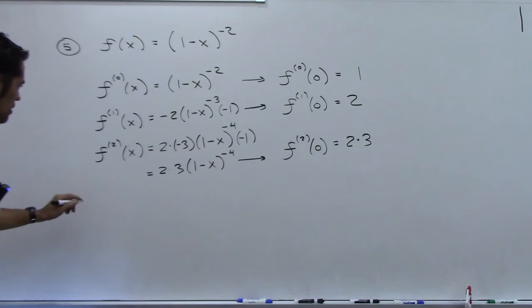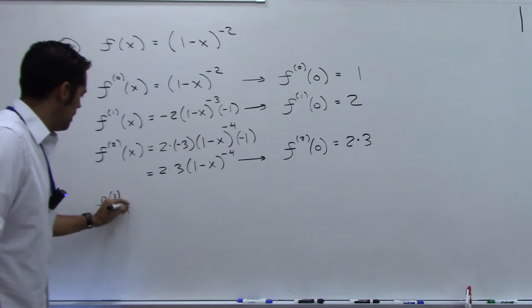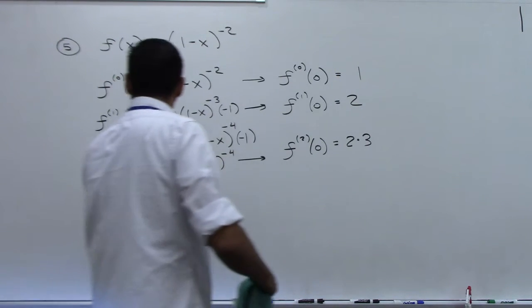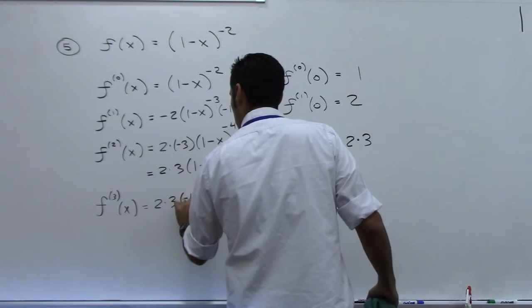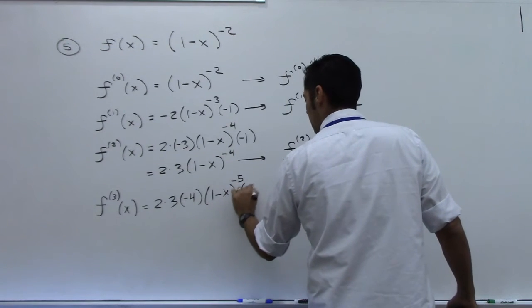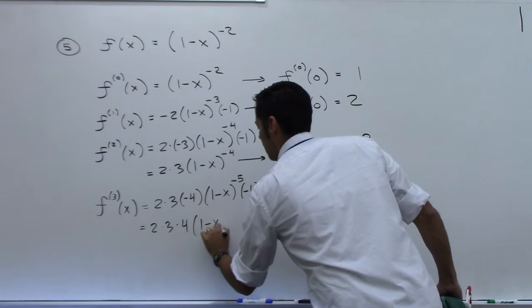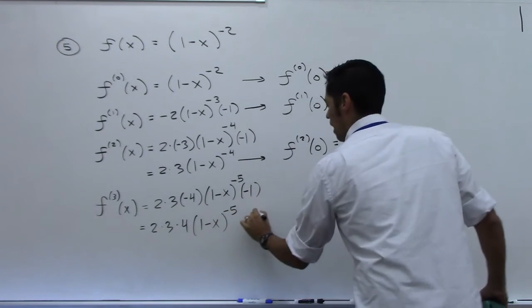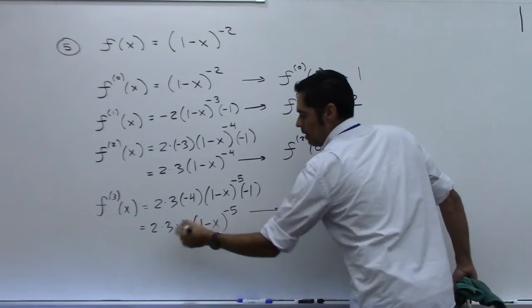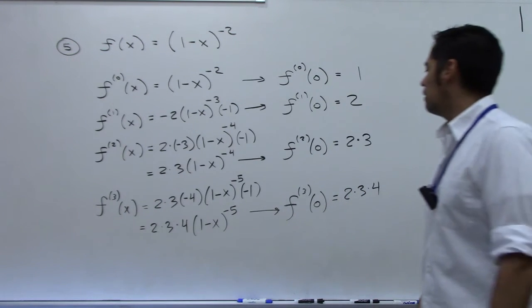And then we take the third derivative. The third derivative at x. So now bring this negative 4 out here, and it'll be 2 times 3 times negative 4, then (1 minus x) to the negative 5, but then by the chain rule, the derivative of the inside is negative 1. So this is just going to be 2 times 3 times 4, (1 minus x) to the negative 5. And now if I plug in 0 into that, again this is going to be 1, and we just get 2 times 3 times 4. And if we continue this, we'll see a pattern here.